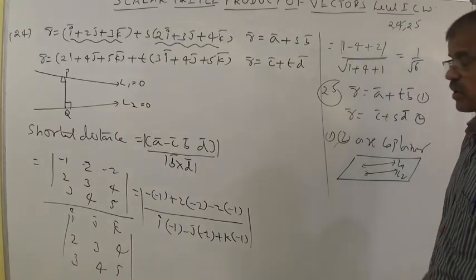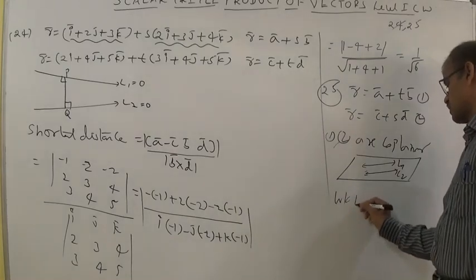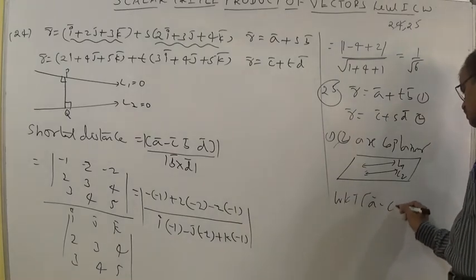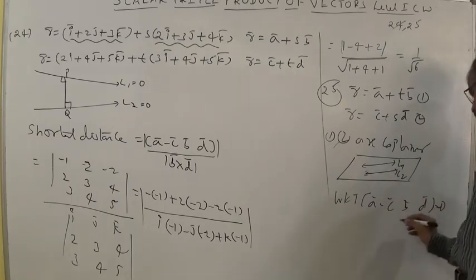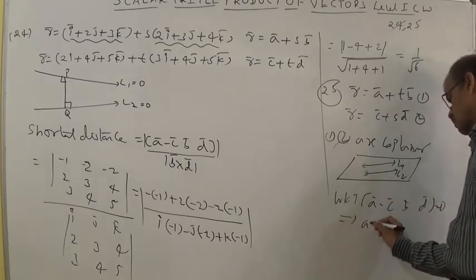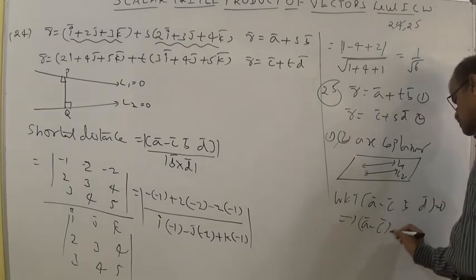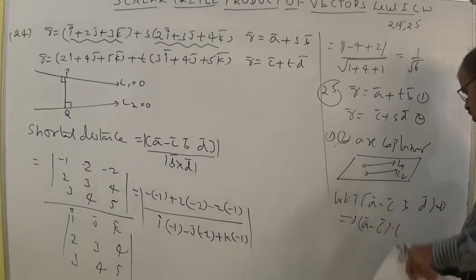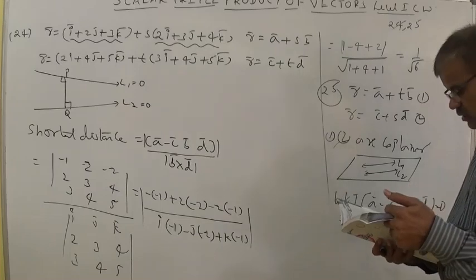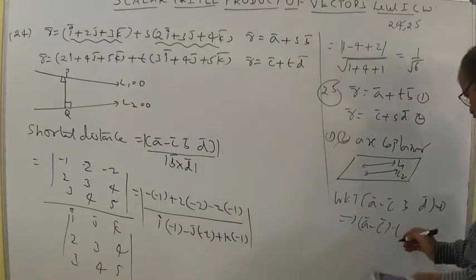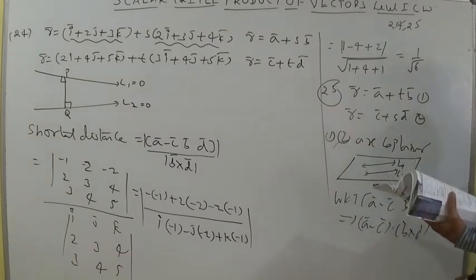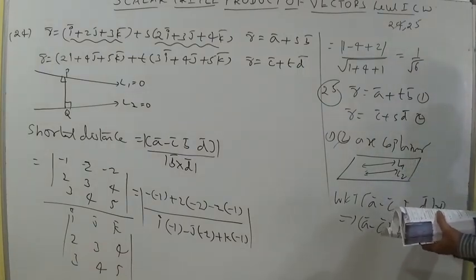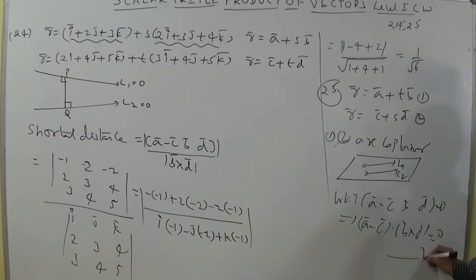Whenever two lines are coplanar, we know that the determinant equals 0. It is the shortcut. Box of a minus c, b, d is equal to 0. You can say the box is a minus c dot b cross d, or a minus c cross b dot d. Like this we can write: a minus c dot b cross d equal to 0. Option 2. So this is an easy question.